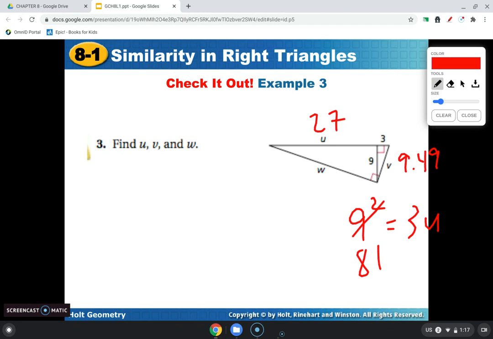Then we can also use the Pythagorean theorem to find w. 9 squared plus 27 squared. Take the square root of that. We get 28.46. All right, so that's similarity in right triangles.